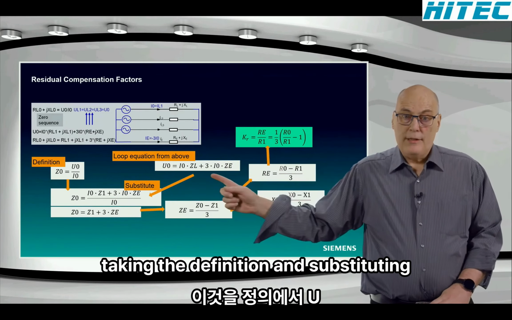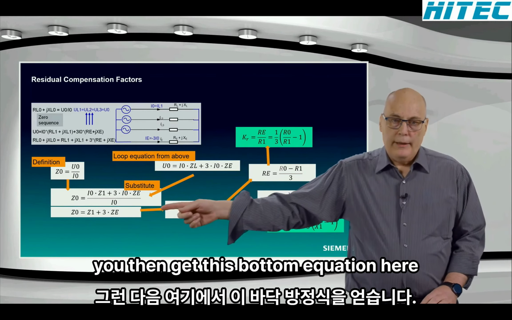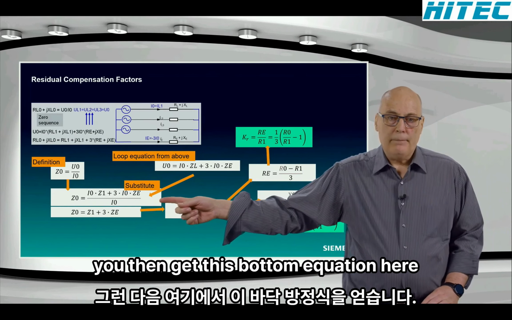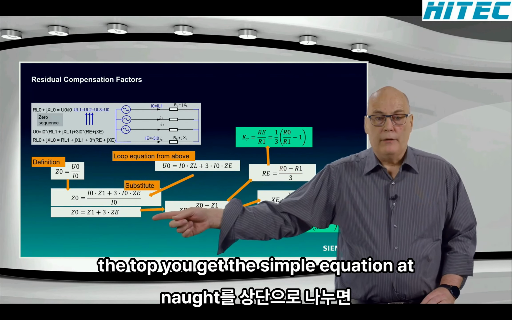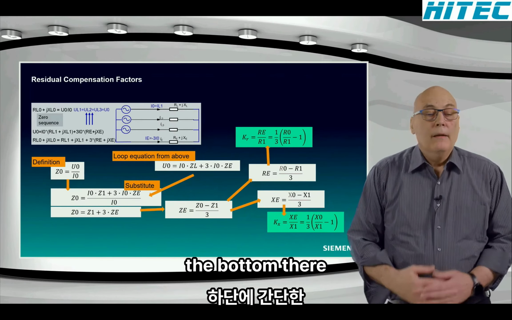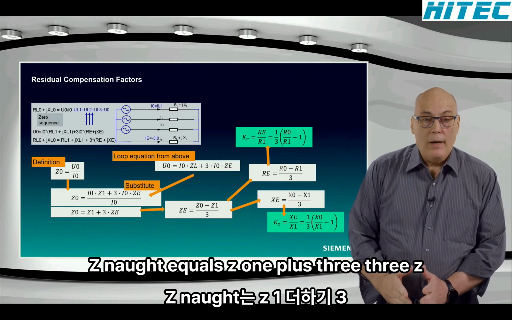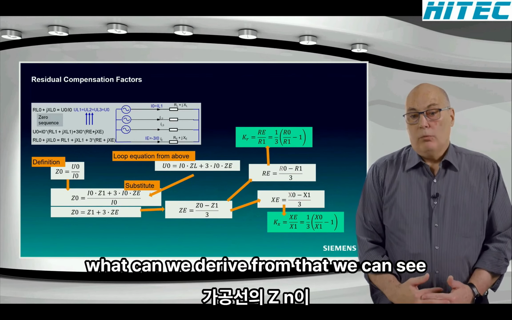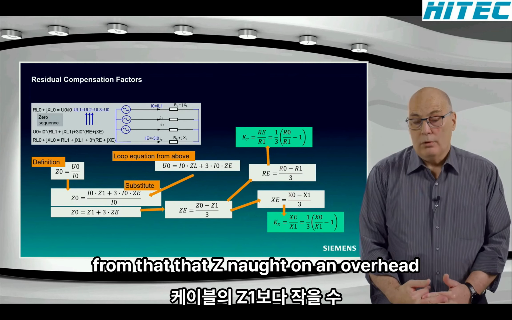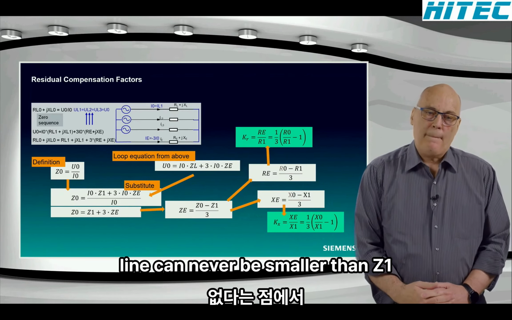Taking the definition and substituting this for the U naught in the definition, you then get this bottom equation here. And then if you divide the I naught into the top, you get the simple equation at the bottom there. Very interesting. If you look at that, Z naught equals Z1 plus 3ZE. What can we derive from that? We can see from that that Z naught on an overhead line can never be smaller than Z1.